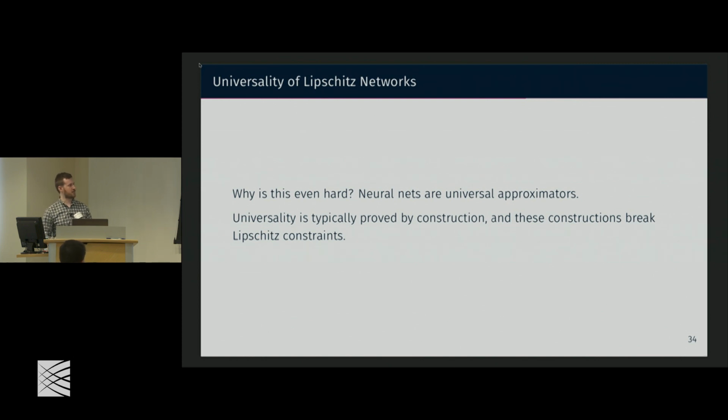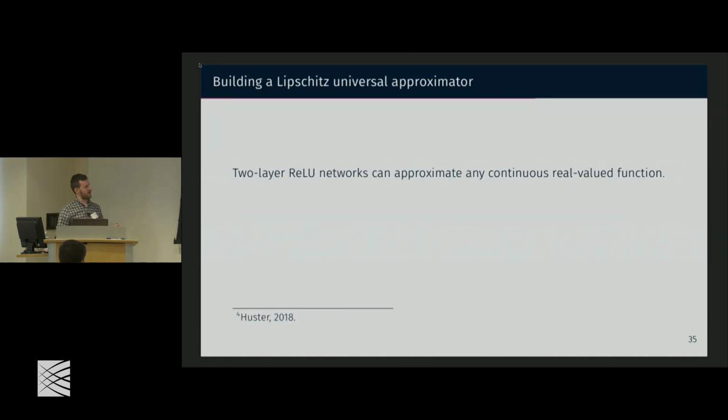And these constructions typically break the Lipschitz constraints. So we can't just immediately take these constructions and apply them to our Lipschitz networks because our weights will violate this norm-preserving property we require. So let's look at that a bit more carefully. I mentioned ReLU networks. It turns out two-layer ReLU networks with sufficient width can approximate any continuous real-valued function.